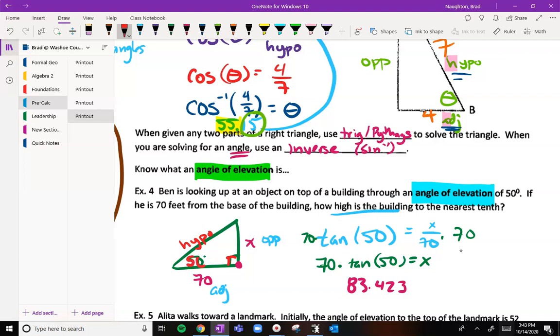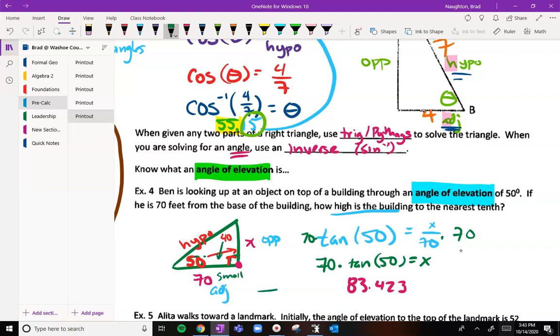So this is 50 degrees. We remember 180 degrees in a triangle. So if that's 90, and that's 50, this is 40. So that means this needs to be the next biggest, and that means that this 40 right here is the smallest.